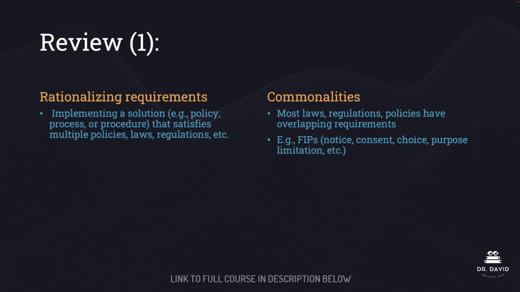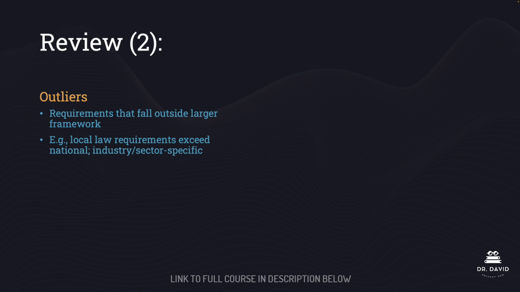In this lecture, we have discussed rationalizing requirements. Again, rationalizing requirements means that we are implementing a solution that satisfies multiple policies, laws, and regulations. Many jurisdictions have overlapping requirements, and we refer to these as commonalities. And of course, every now and then there are also going to be outliers. These are going to be requirements that fall outside of the larger framework.